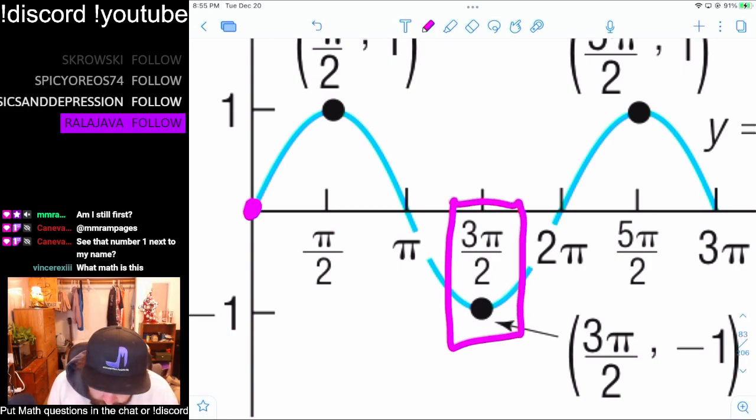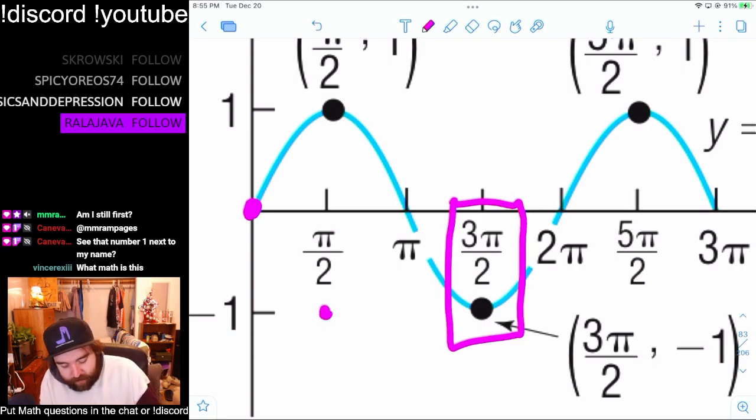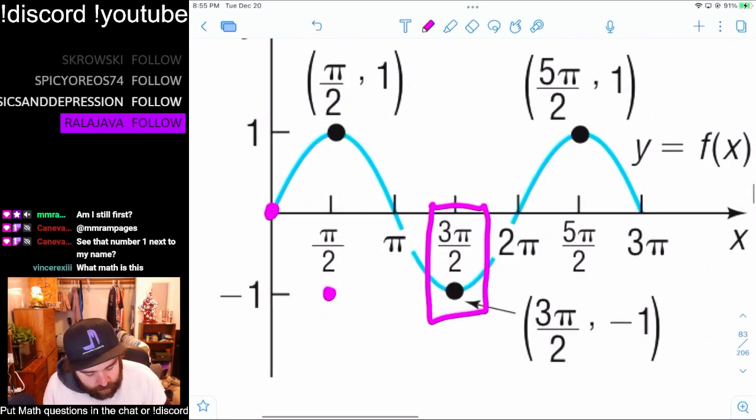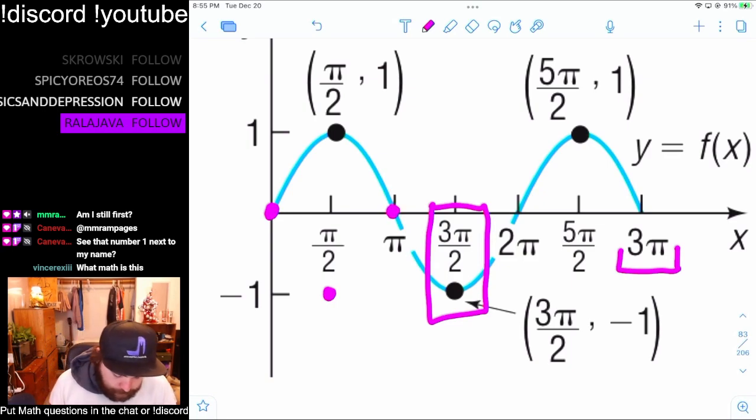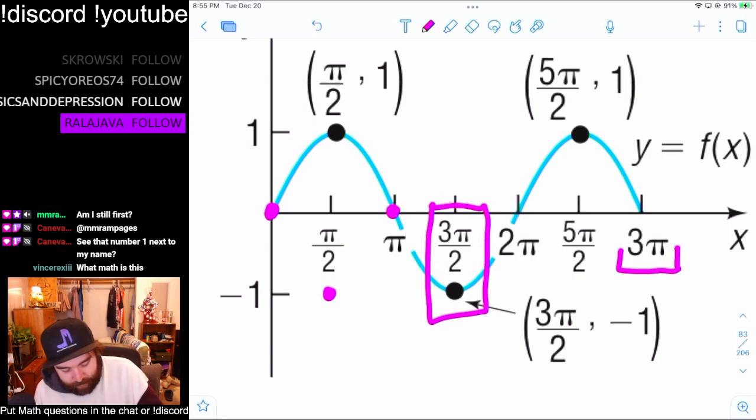So 3 pi over 2, when you divide that by 3, you just get pi over 2. So this bottom point here, that should be here. Yeah. It should hit -1 at pi over 2 because you're dividing everything by 3. And then over here at 3 pi, where it gets back down to 0, that should be like that. And I think the rest I almost just have to eyeball.